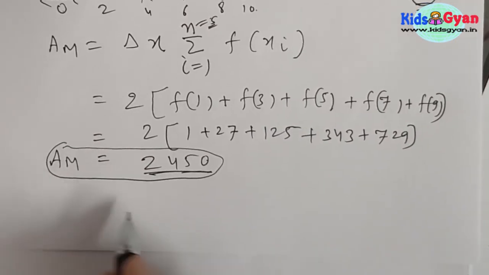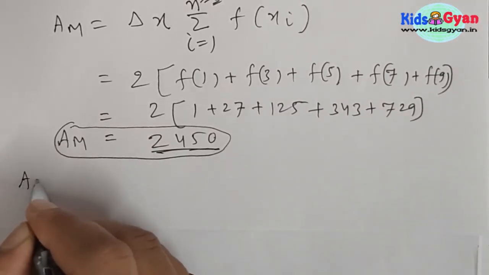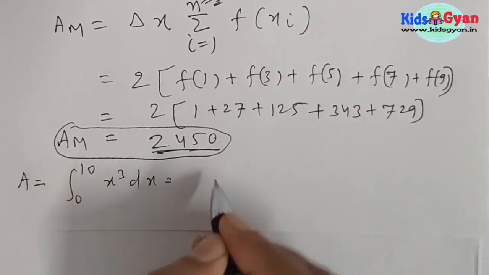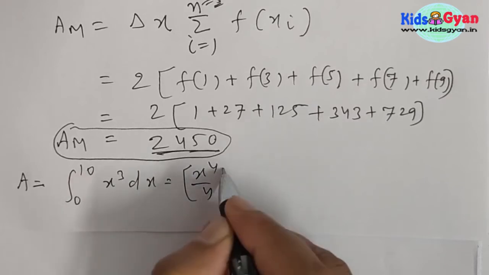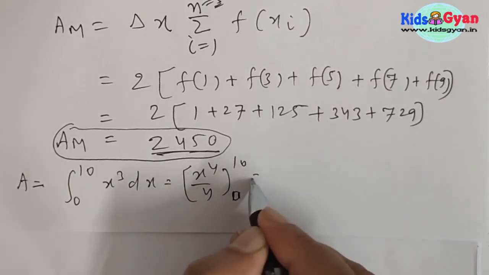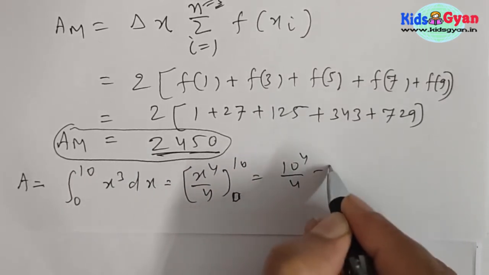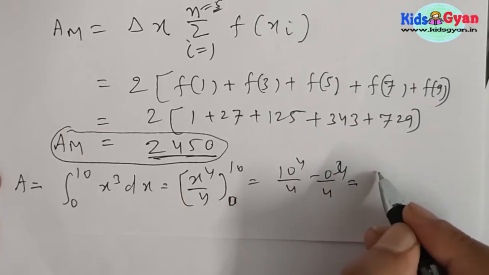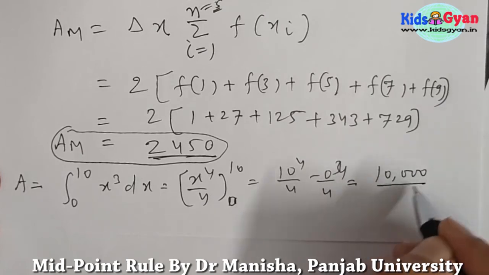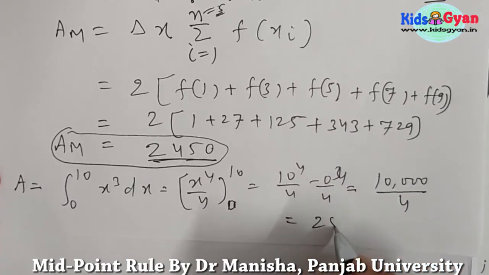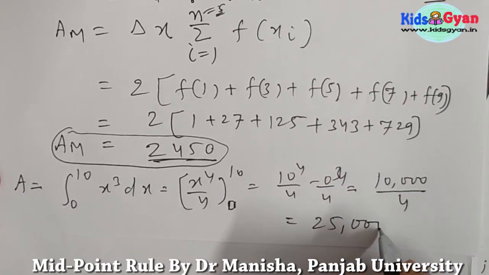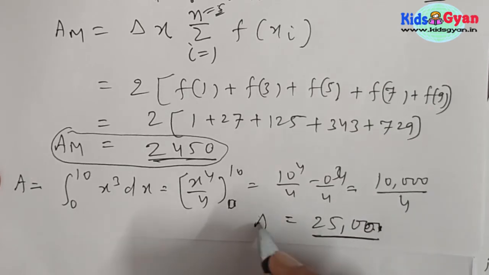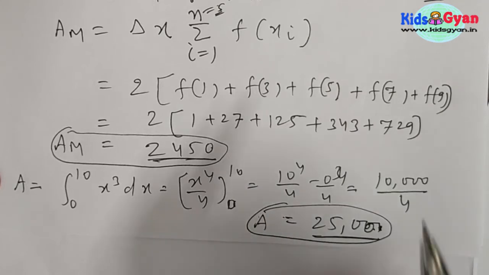Now the actual area is A is equal to the integral from 0 to 10 of x cube dx, and that is x to the 4 by 4 after integration, 0 to 10, that is 10 to the power 4 by 4 minus 0 to the power 4 by 4, that is 10,000 divided by 4, and that is 2500. So this is our actual area, and this is the midpoint rule area.